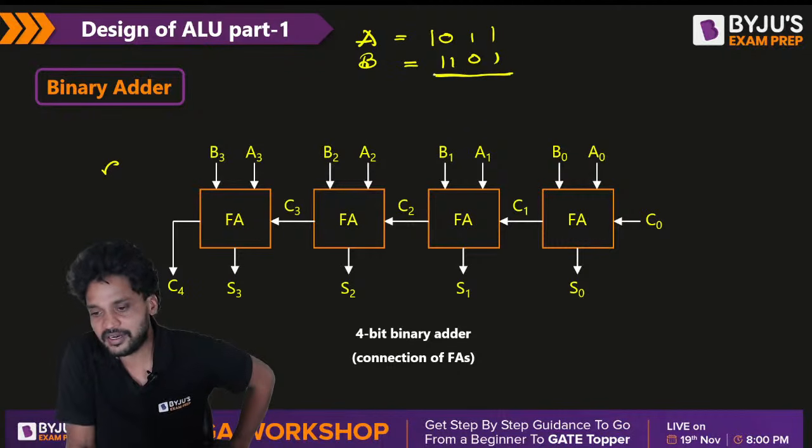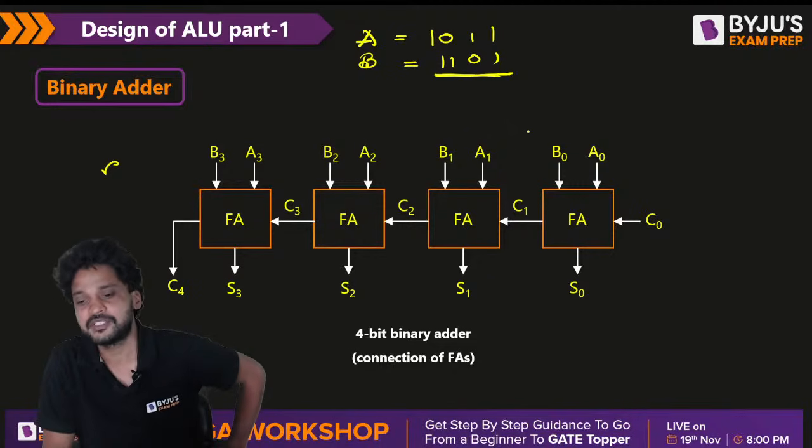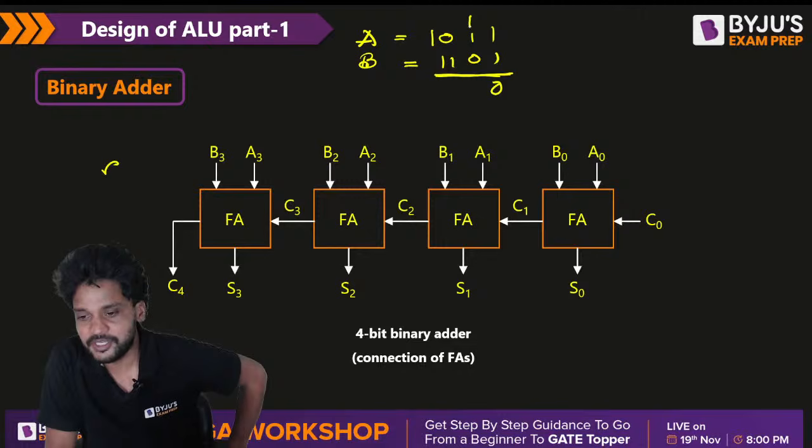In order to add a 4-digit number, what do we require? Simple, understand. Least significant 2 digits must be added. 1 plus 1 is equal to 10, right? 0 here, 1 here. 1 plus 1 is equal to 10, right? 10 plus 0 is equal to 10.